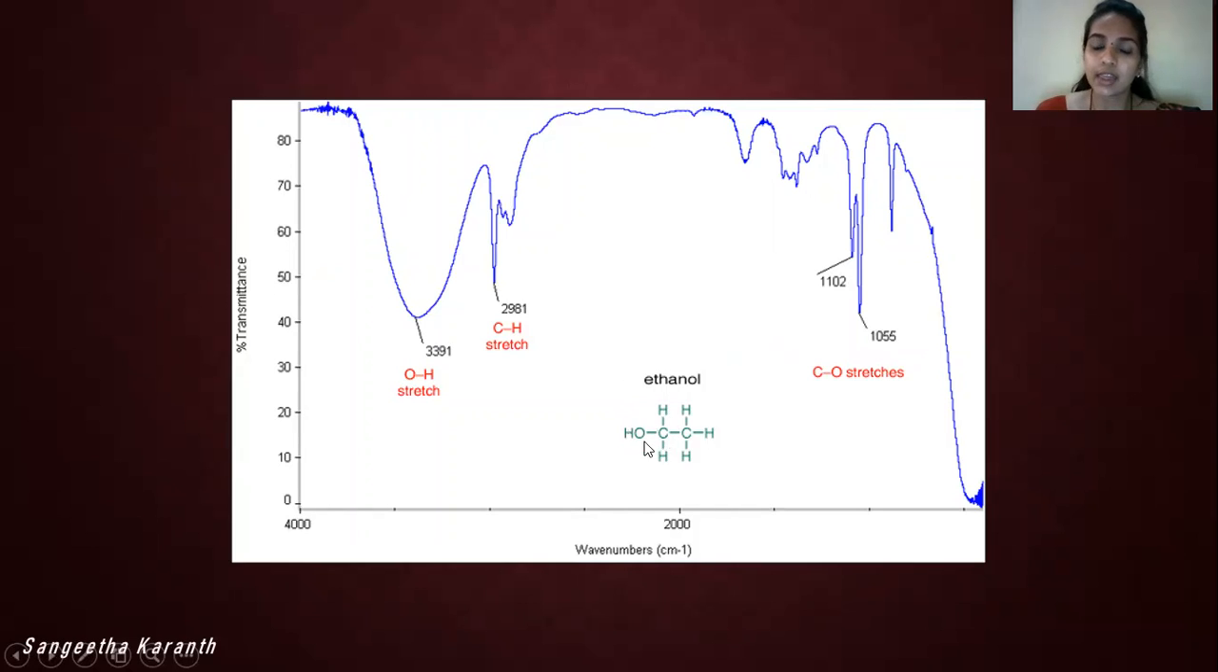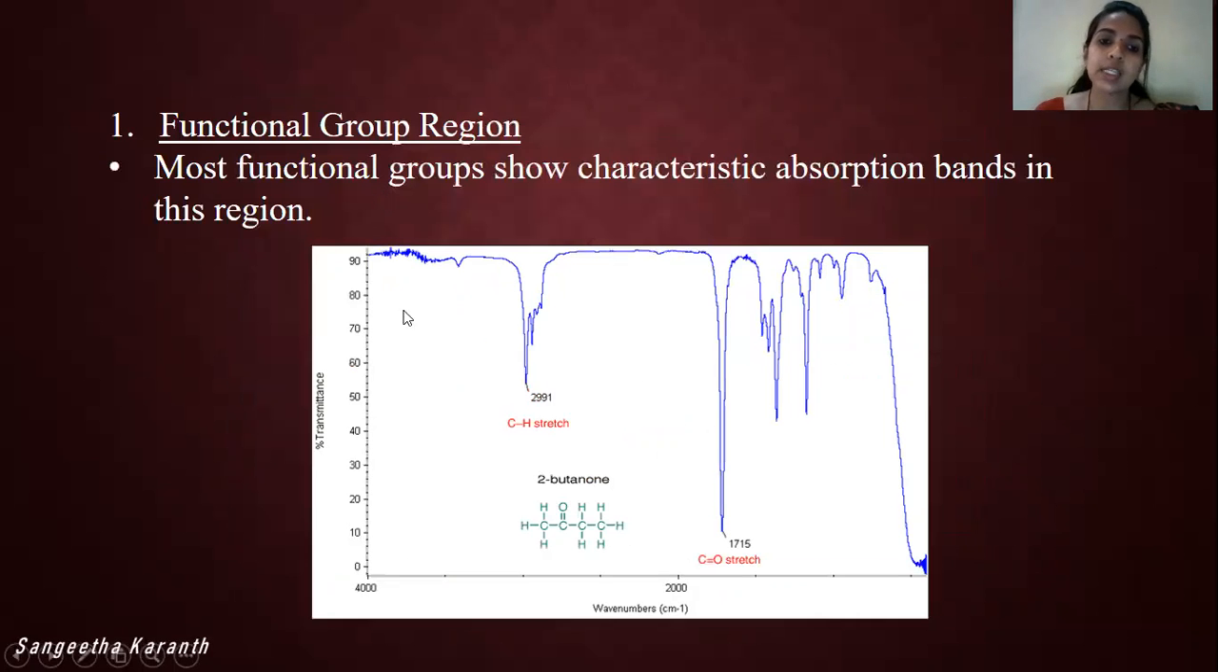Here in ethanol, the characteristic functional group is the OH group because it is an alcohol. So we can observe this broad peak, which indicates the presence of OH. Whereas this broad peak is not observed in the spectrum of butanone, which indicates there is no OH group. So it is very clear that just by seeing the functional group region of the IR spectrum, we can identify the main functional groups that are present in the molecule.